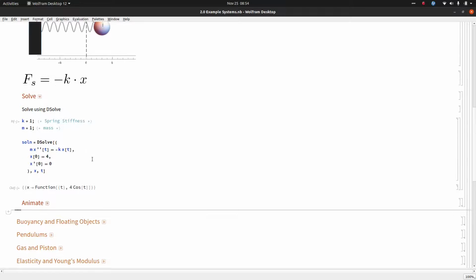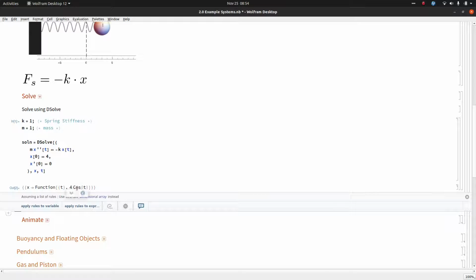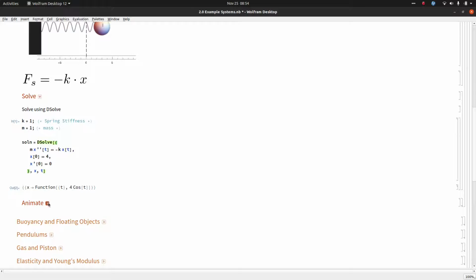To solve this, we need to define our constants. Then we will set up and use Mathematica's DSolve function, which will take in the force equation along with our initial conditions. And when we do that and we run that, you can see I ran it a little while ago, you get your solution equation here.